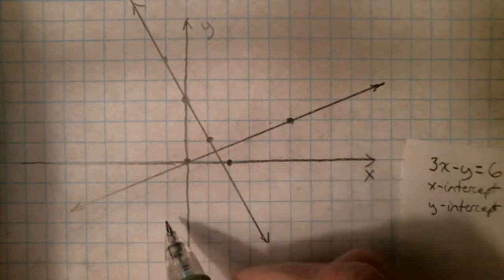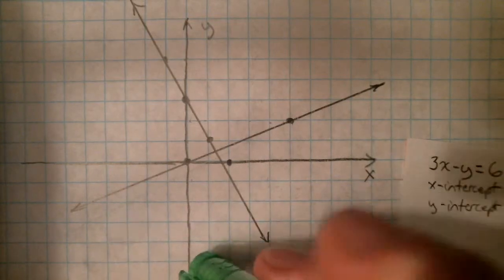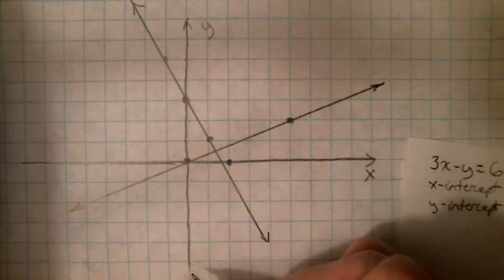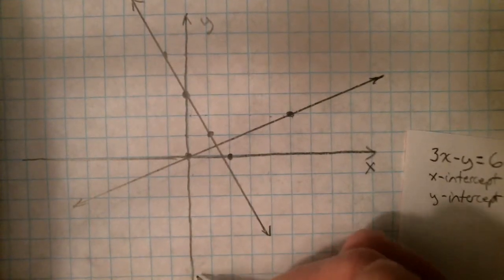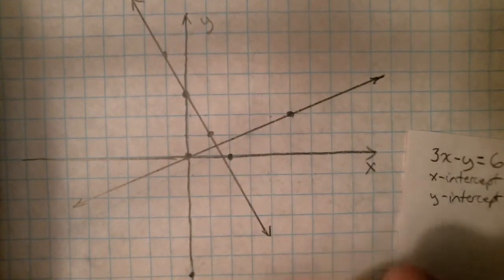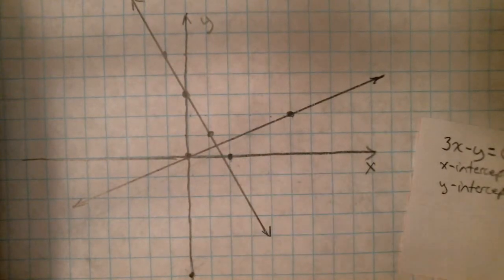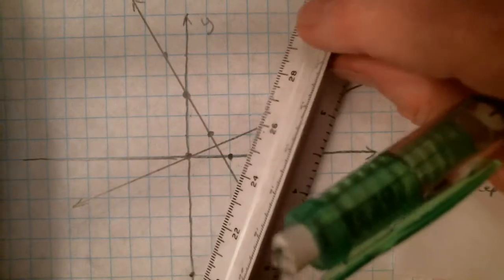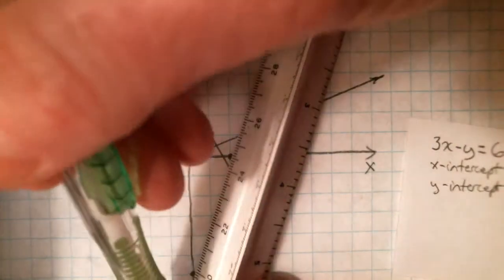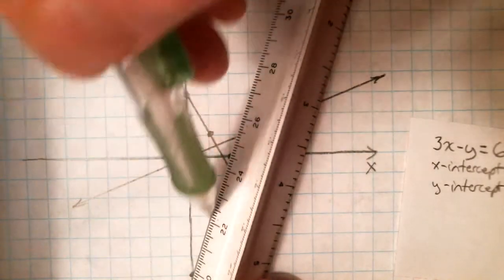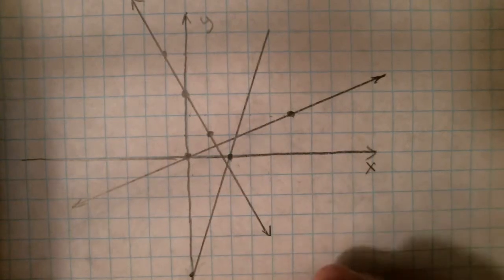So I'm going to come all the way down to negative 6. 1, 2, 3, 4, 5, 6, right there where my arrowhead of my line is. So let's let him go on down here. All right, and there's my negative 6. And so I'm going to connect my x and y intercepts. Now, I'm going to draw the line through there. All right, and there's my line going through the x and y intercepts.